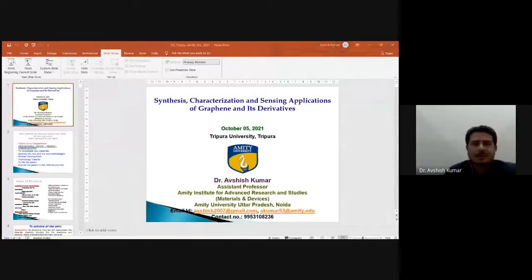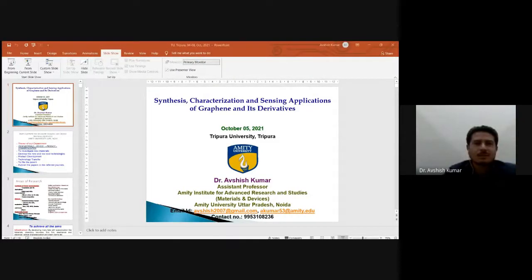Basically, our department is an interdisciplinary department, so we have faculties from different fields. Some faculties are from a bio background, some from a chemistry background. I am basically a physicist, and I have worked on these nanomaterials a lot.